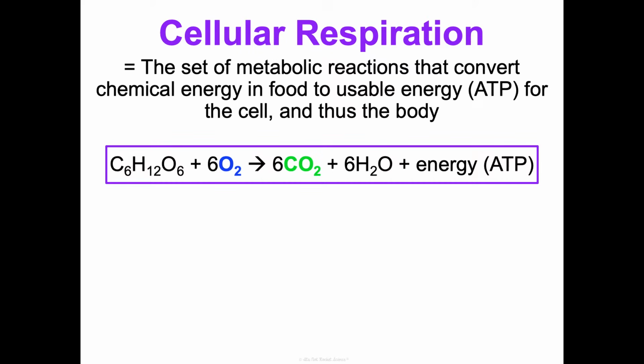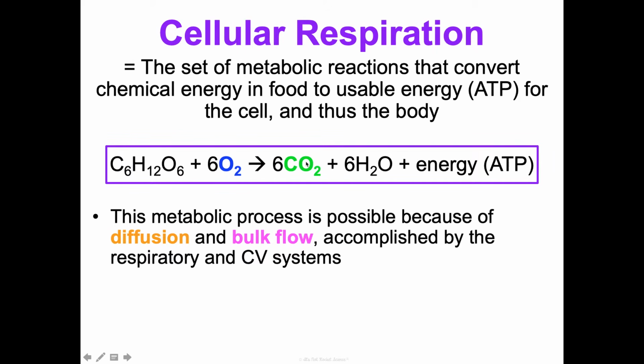So it's important. Here's the equation for it. 1 glucose molecule and 6 oxygen molecules will react to make 6 carbon dioxide molecules, 6 water, and energy in the form of ATP. So that's where the oxygen and CO2 are coming in. This metabolic process is possible because of the diffusion and bulk flow of oxygen and CO2, which is accomplished by our respiratory and cardiovascular systems.